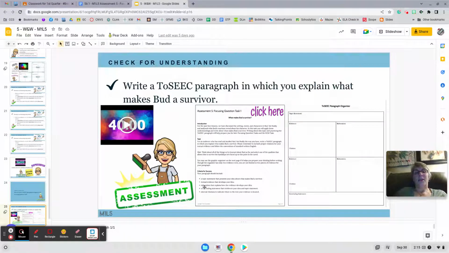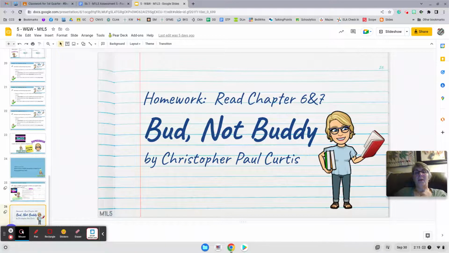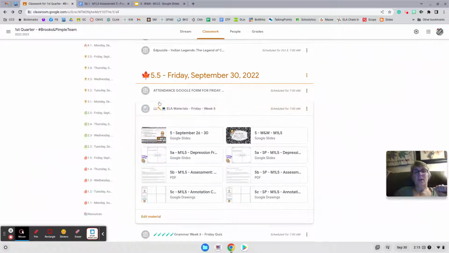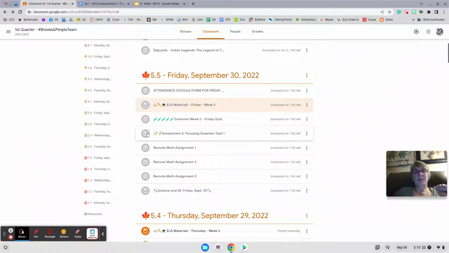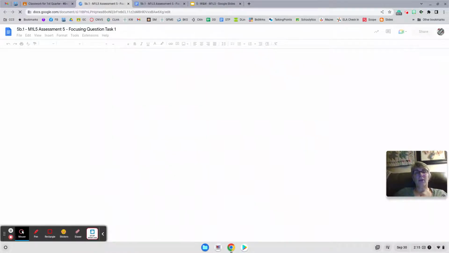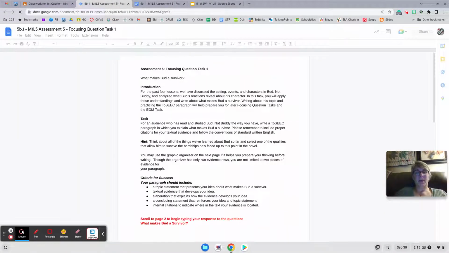It should take you about 40 minutes to do it. You decide how you want to do it. You have instructions, and here's a graphic organizer that you can draw on paper if you'd like to use it. But the way to complete this part of your assignment is go to the classwork in Google Classroom, and you'll see it says Assessment 5, Focusing Task 1. Right here, you'll click on your assignment. You will have your own copy of it, so you don't have to make a copy.